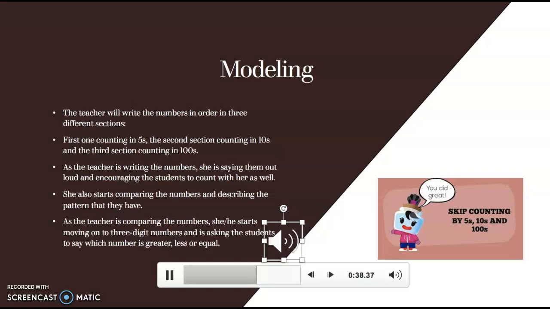As the teacher is comparing the numbers with the class, she will start moving on to 3-digit numbers, and she will start to compare two 3-digit numbers with the class. She will ask the class to say if the number is less than, greater than, or equal to the other number.